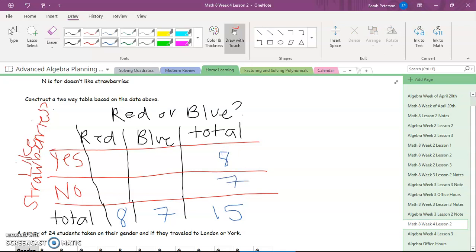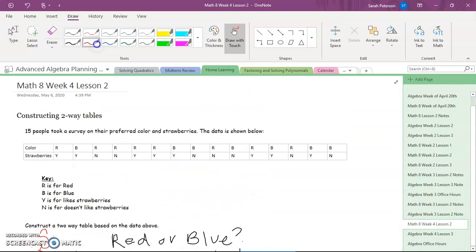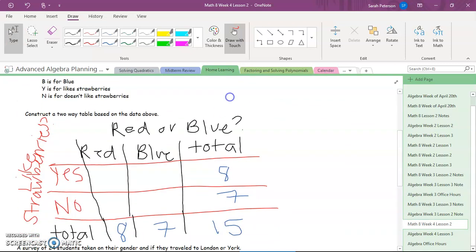Okay, so now I've got to look at my combinations. How many people said they like red and they like strawberries? So I'm looking for R and Y in my table. How many combinations of R and Y are in my table? Well, I see one combination here, one here, one here, one here. So that's 4 combinations total. So I'm going to go down, and red and yes is 4, which means if there's 8 total people that said yes, that must mean 4 people said blue and yes.